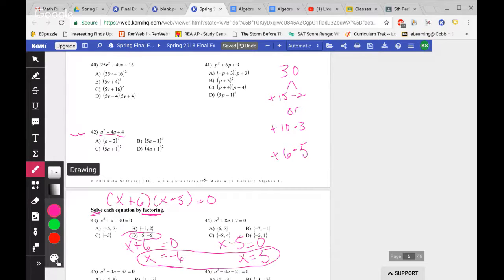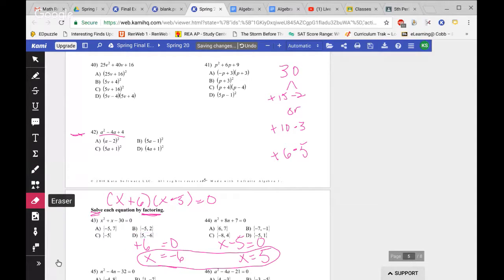Okay? So factoring is the first part, and then taking each factor and setting it equal to 0 is the second part. All right? Let's try that same principle and apply it to the rest of these. Okay? Let's factor number 44.